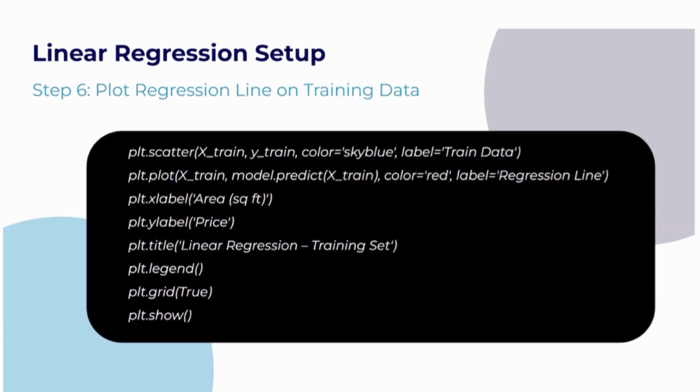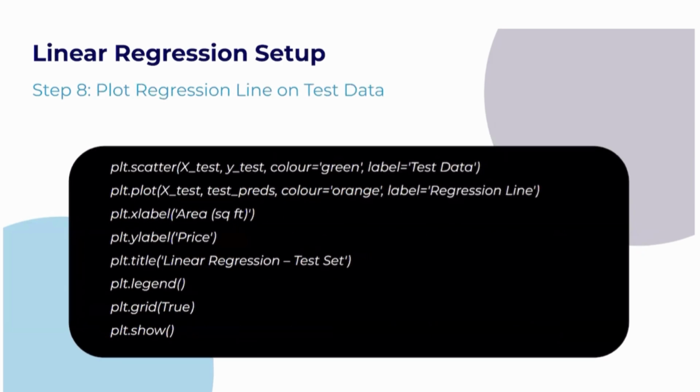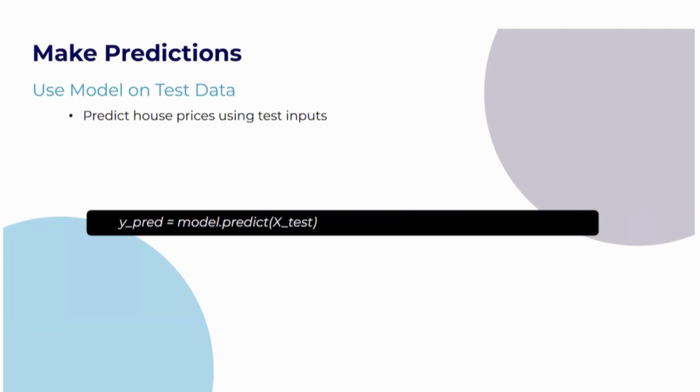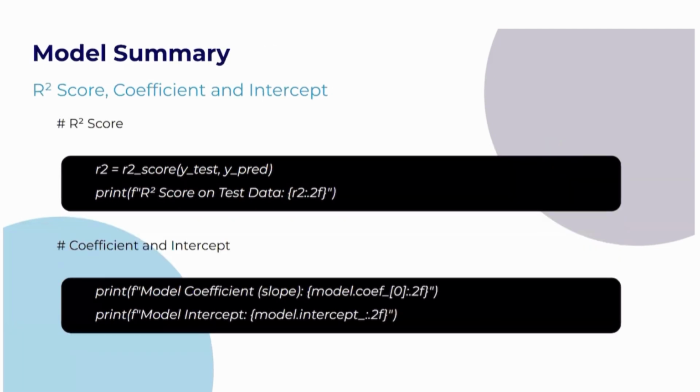After that, we plotted the scatter plot with the regression line of the training data. We did the accuracy check on training and testing data sets separately, R square and RMSE both. We plotted the regression line on test data again, predicted the values for testing data, and marked predicted versus actual data on testing data. I also showed you how to get the R-square score, coefficient values, and intercept value for building the equation.